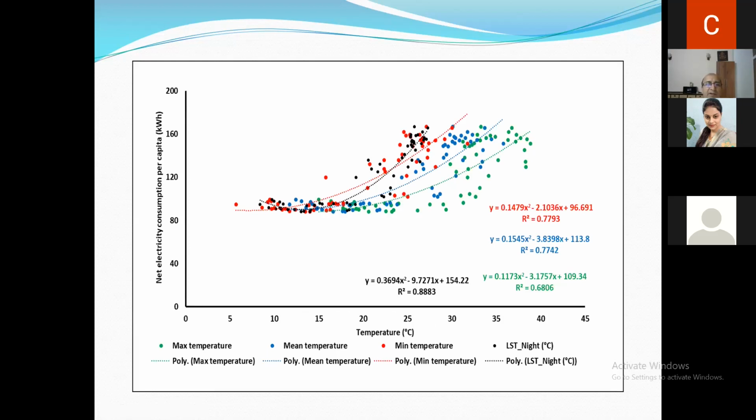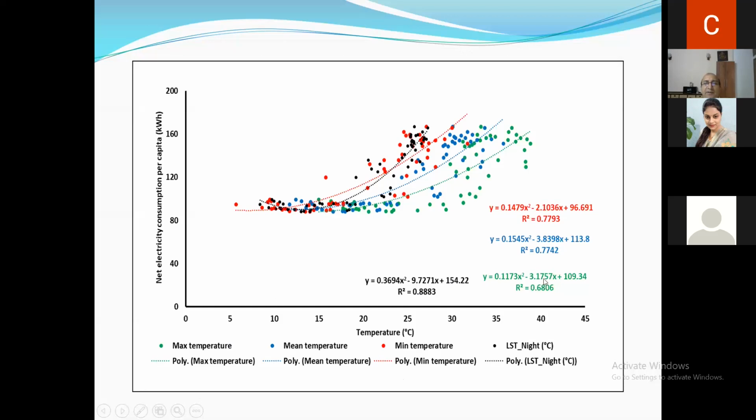And temperature, different kinds of temperature, that is the air temperature as well as the land surface temperature. So this red one is the minimum temperature, blue one is the mean temperature, green is the maximum temperature, and this one is the land surface temperature, black one is the land surface temperature. So you see that the best agreement we are getting is from the land surface temperature, that is 0.8883, that is the R square value, and in the air temperature we are getting the closest in the mean and the minimum, the red one and the blue one.